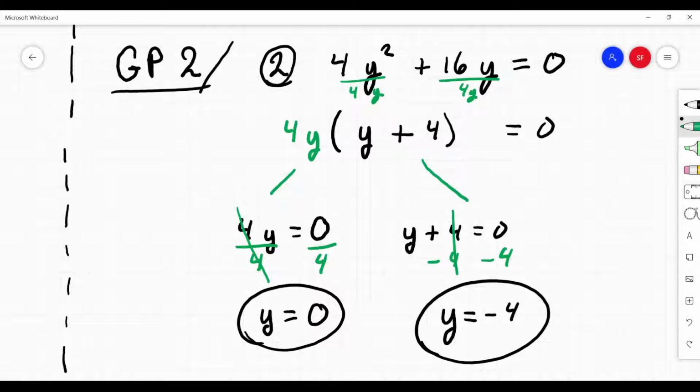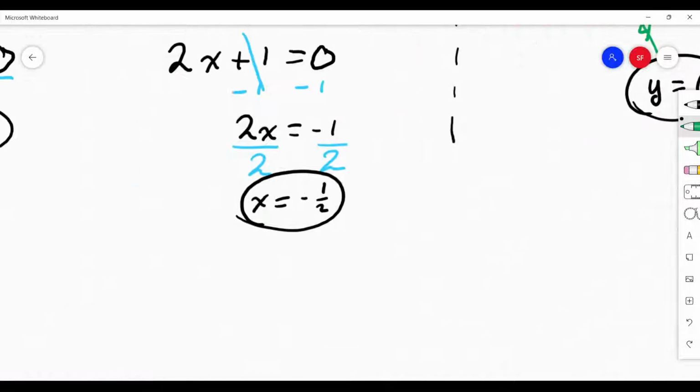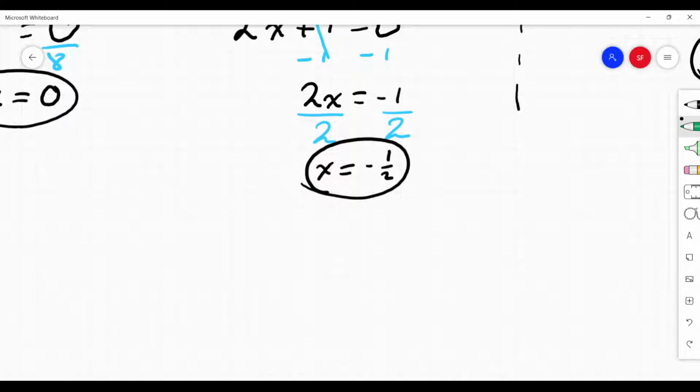But okay, so any other questions on this problem? I got it. All right, good. Okay. How did we do? We did good? Okay. All right, let's do example 3.